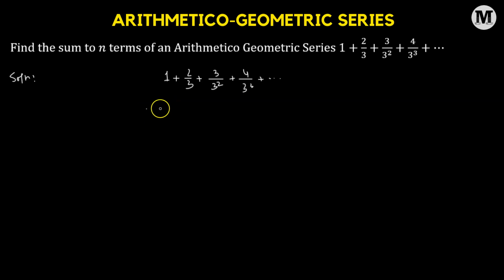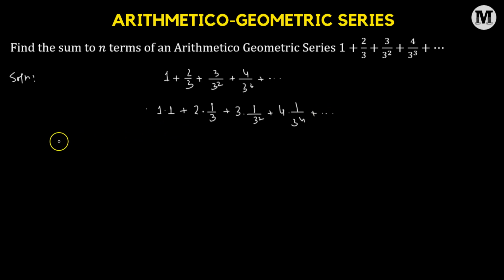So let's say we have the first term 1, but we're going to rewrite it as 1 multiplied by 1. Added to the next term we have 2 over 3, so we're going to rewrite it as 2 multiplied by 1 over 3. Added to, now we have 3 over 3 squared, but we're going to rewrite it as 3 multiplied by 1 over 3 squared. Added to 4 over 3 cubed, so that's going to be 4 multiplied by 1 over 3 raised to the power of 4, and this is going to continue.